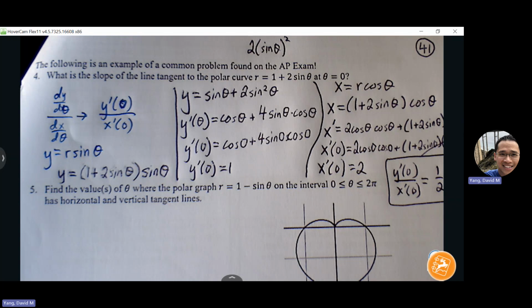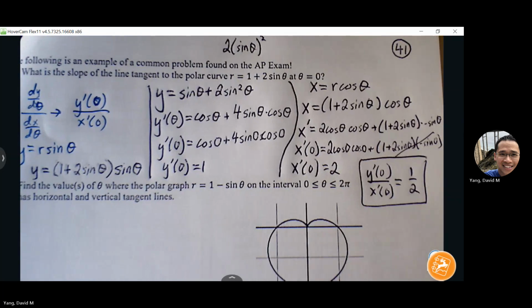So x is r cosine theta. X prime is just product rule, f prime g plus f g prime. Then plug 0 in for all the thetas. This is nice here, that sine of 0 is going to wipe this whole second section out. Cosine of 0 is 1, 1 times 1 is 1, 1 times 2 is 2. So y prime of 0 is 1, x prime of 0 is 2. My slope from polar form is 1/2.